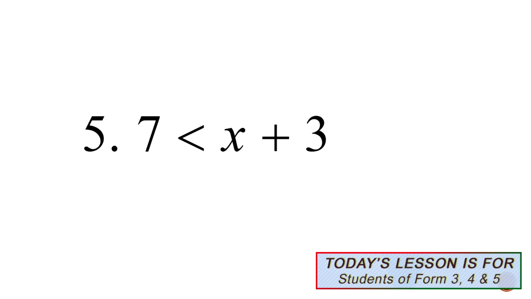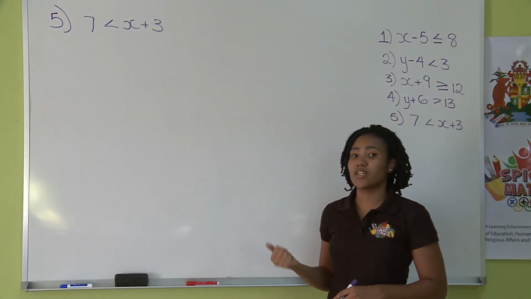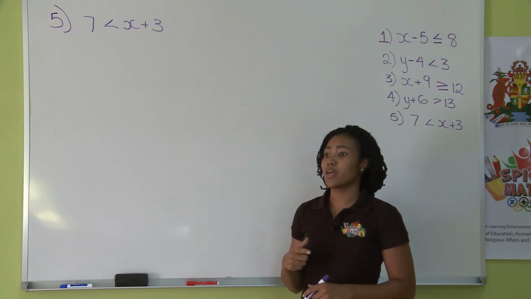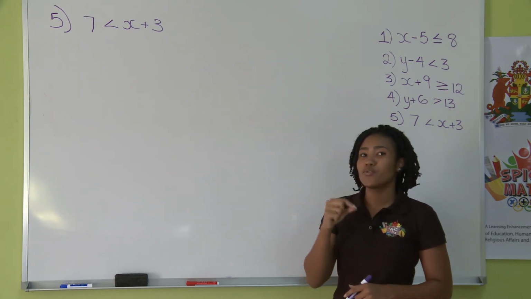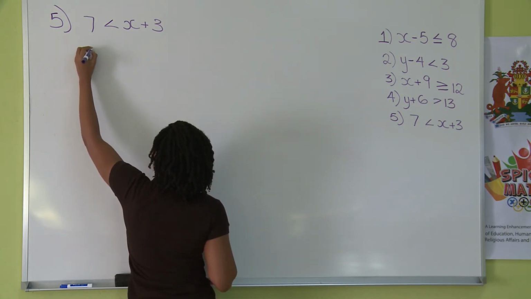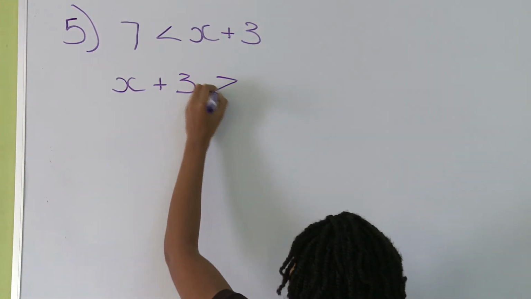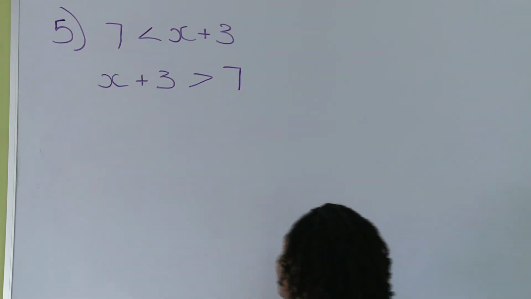Okay, so for our last linear inequation, we have 7 is less than x plus 3. Now this looks a little bit different. Why? Because we have our unknown value on the right-hand side of this inequation. And we think it's customary to have the unknown value on the left-hand side. So I want to show you something. This inequation can also be written in this form. Now pay close attention. We can have x plus 3 is greater than 7.